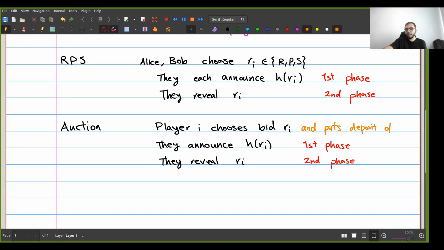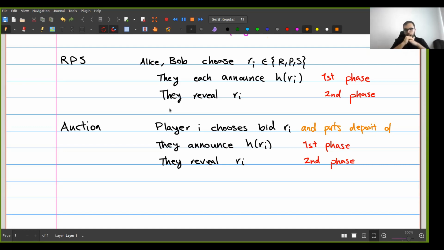Now, here, again, the value of D should be so large that it exceeds anything that player I would possibly bid. Because I want to make sure that not revealing their bid is going to be costlier than actually revealing their bid and losing in the auction, or in this case, winning the auction and having to overpay.